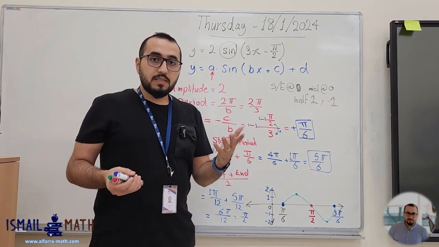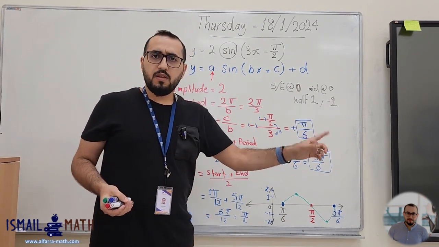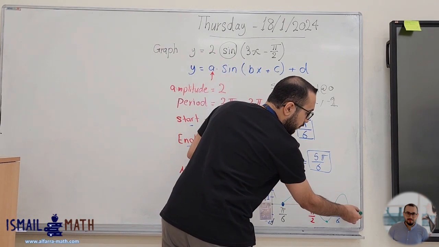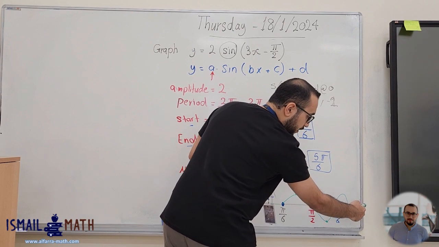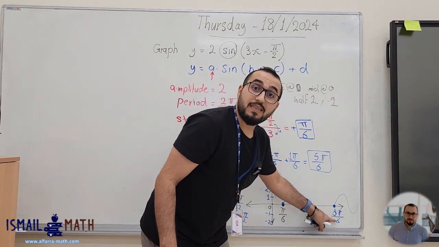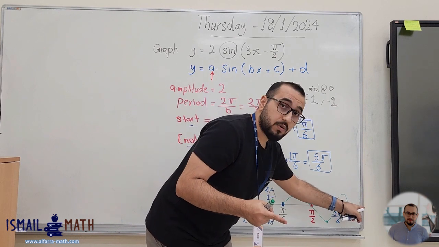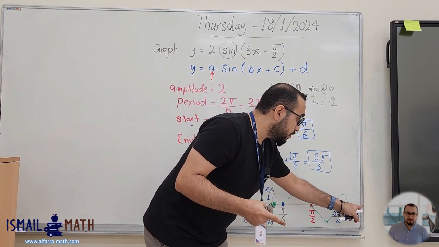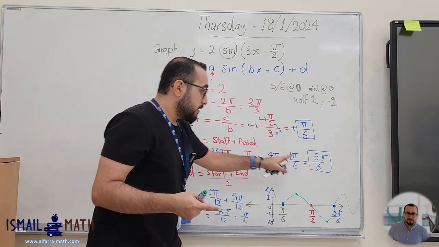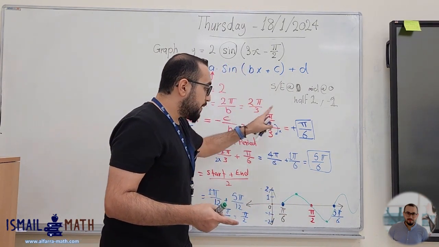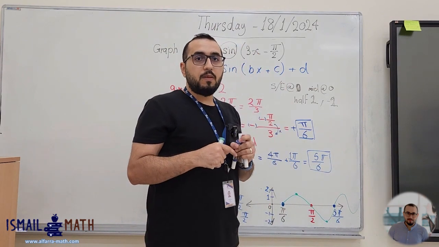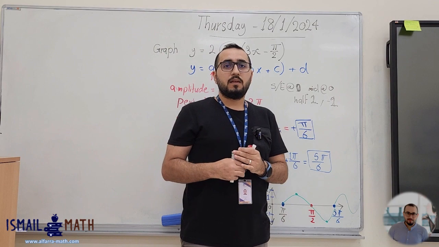If the question asks you to graph 2 periods or 3 periods, let's say the question wants me to graph one more, how will I know the points? The same thing. This point will be my starting point for the second one, and I have to find the endpoint. The endpoint is the start plus the period. So this one is the start, the period is 2 pi over 3, then I can find the endpoint. Then divide by 2, I can find the midpoint, then I can graph the second period.